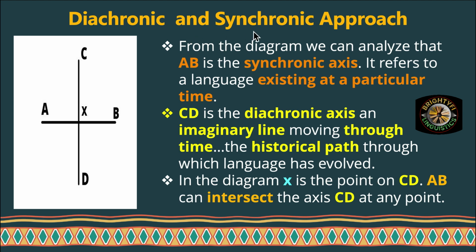Next, diachronic and synchronic approach. Look at this diagram, A and B, C and D, vertical and horizontal. From the diagram, we can analyze that AB is the synchronic axis. It refers to a language existing at a particular time. CD is the diachronic axis, an imaginary line moving through time, the historical path through which language has evolved. In the diagram, X is a point on CD. AB can intersect the axis CD at any point.